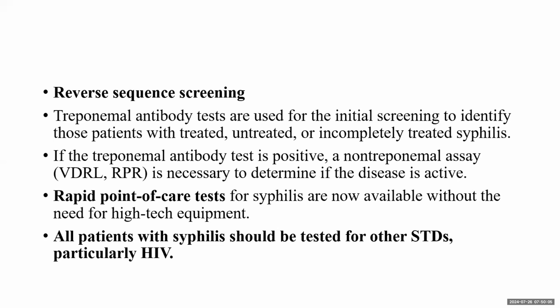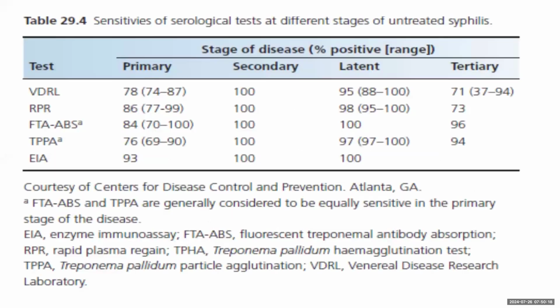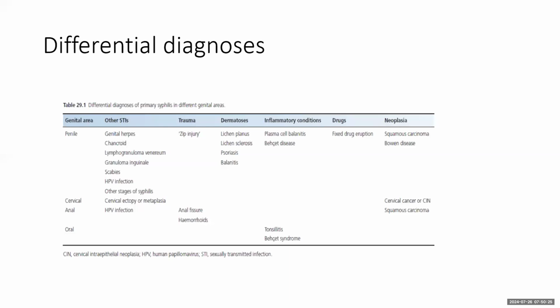We can do reverse sequencing. Then there are also rapid point-of-care tests for syphilis, usually available without the need for high-tech equipment. All patients with syphilis should be tested for other STDs, particularly HIV. For the differential diagnosis of penile ulcers, there are other STIs I've mentioned earlier. For women, we can have cervical ectopy.